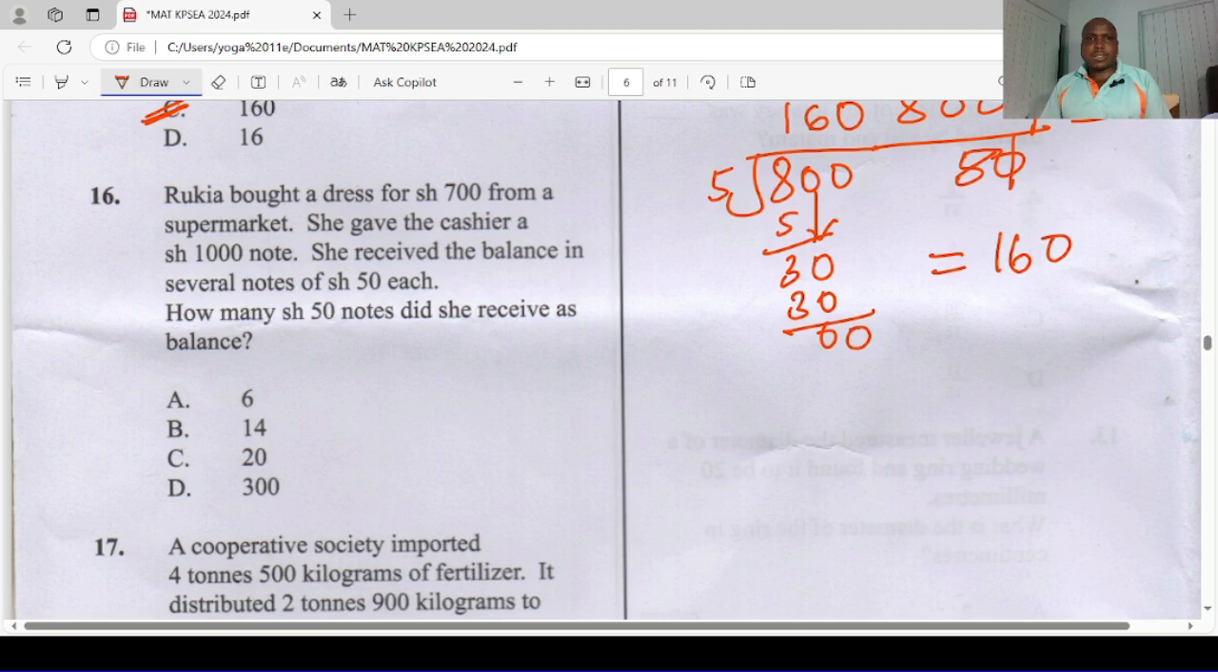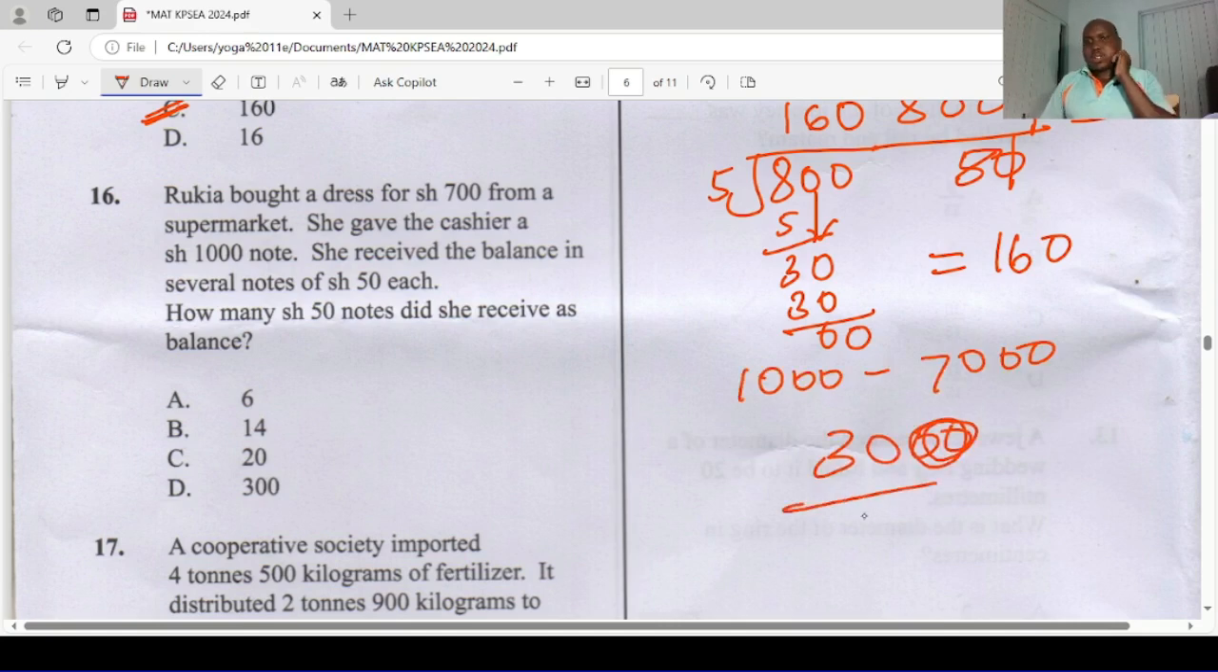So 1,000 minus 700. The answer is 300. The balance is 300, but she was given change in 50 notes, so divide by 50. So you will get 6 notes. 6 notes of 50 shillings.